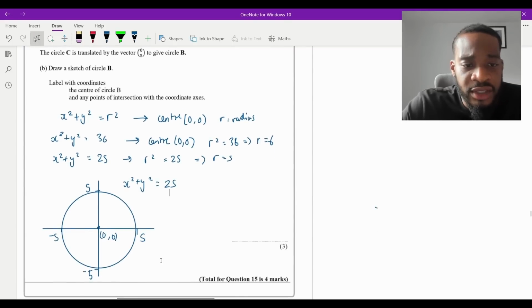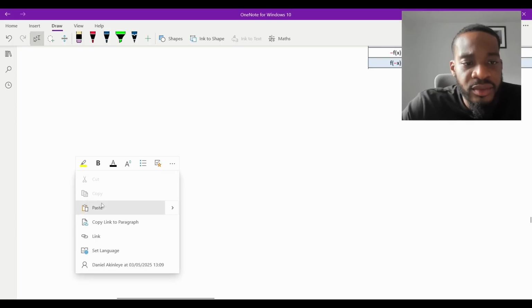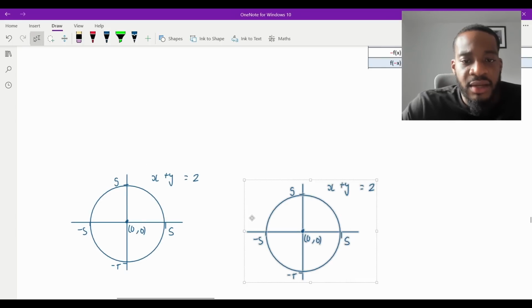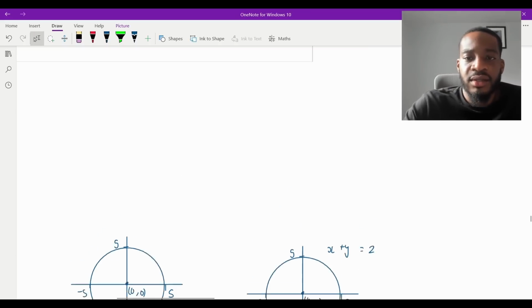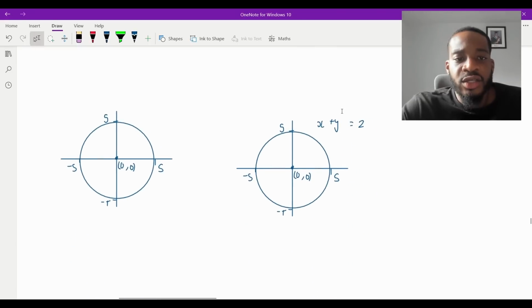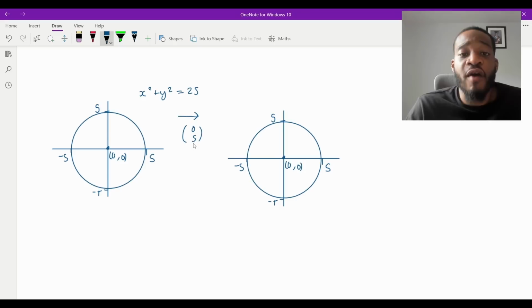So what I'm going to do now is I'm going to copy this. Let me copy this here. You know what I'm going to do actually, just so it's super neat, right? And just so it's clear. Let me copy this and then let me just put these here. So let me delete this actually now. Okay, so this one here is x squared plus y squared is 25. And now this one is going to be the translation, right? This one is a translation of 0, 5, right? Everything's going to move upwards by 5 units.